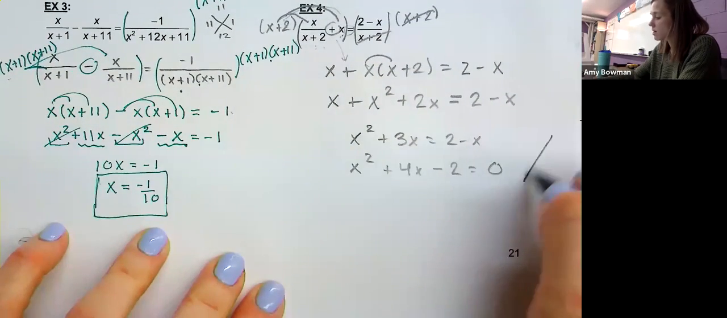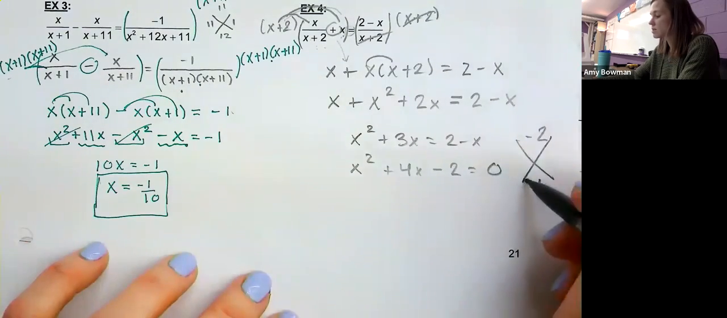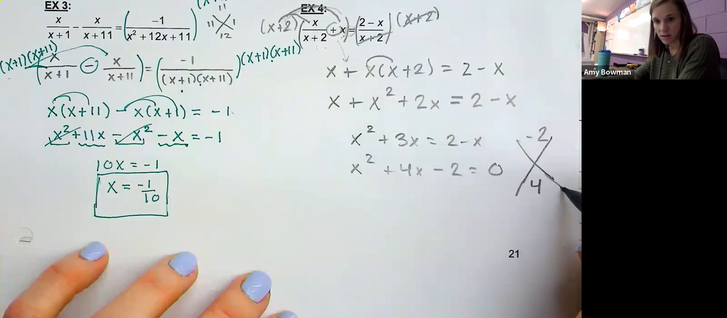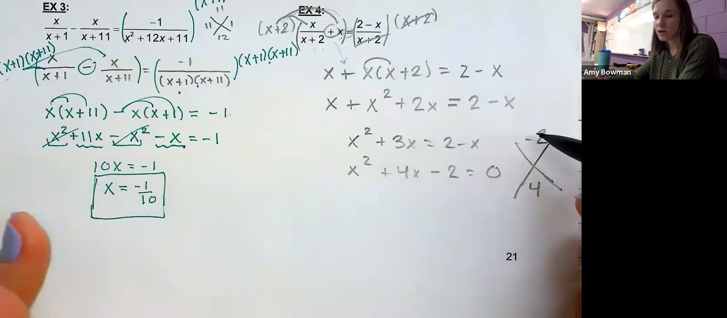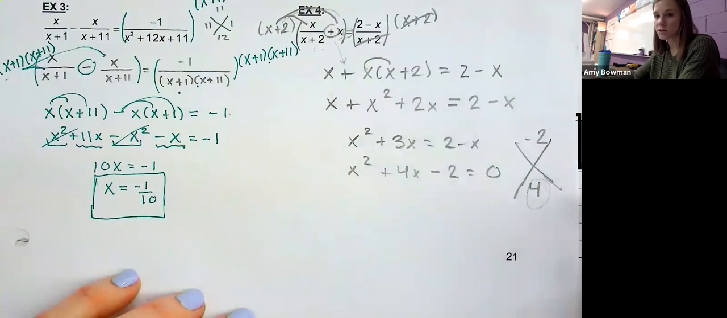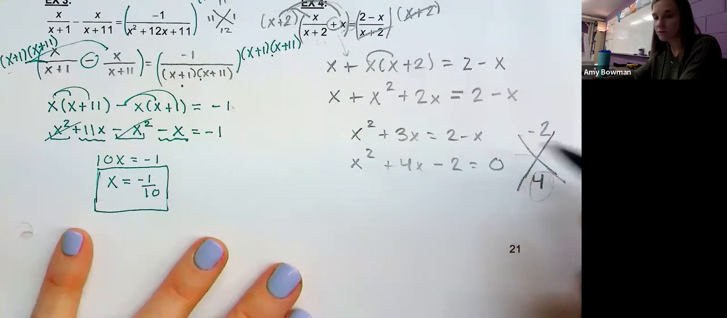If we wanted to factor it, we'd have to come up with two numbers that multiply to -2 and add to 4. The only numbers that multiply to 2 or -2 are 2 and 1. Those will never add to 4. So this is not factorable. However, we do have the quadratic formula.